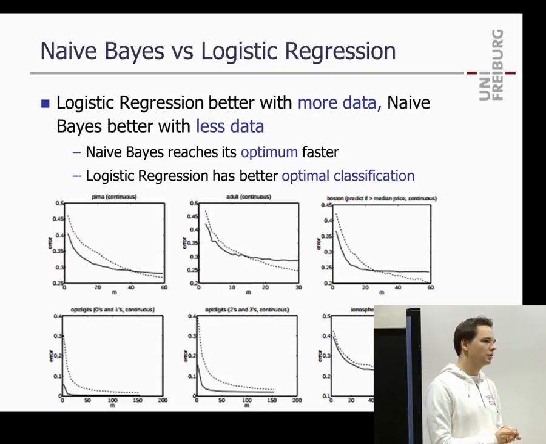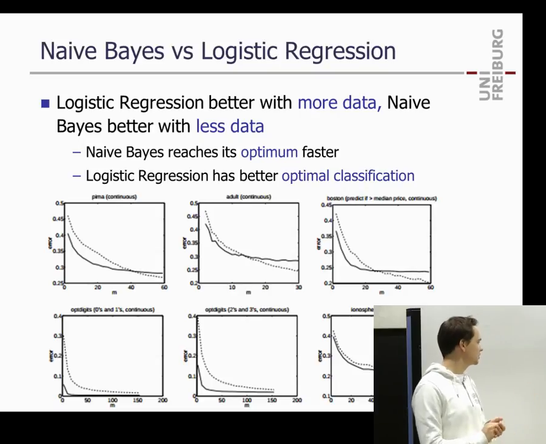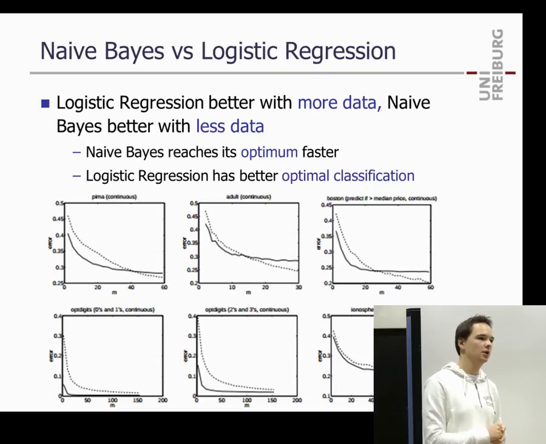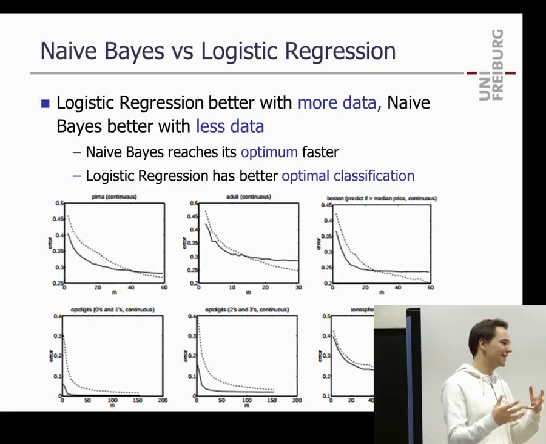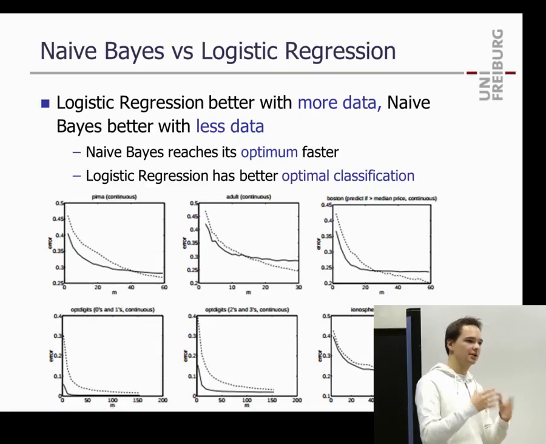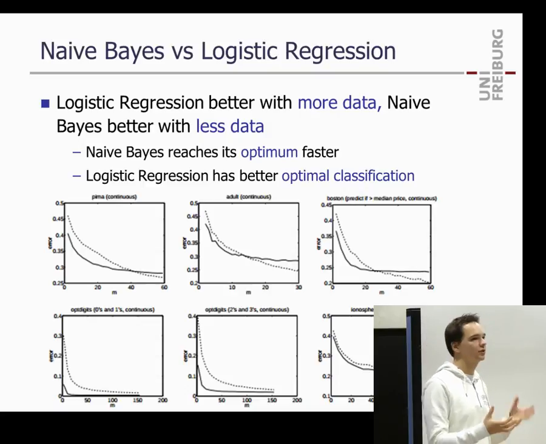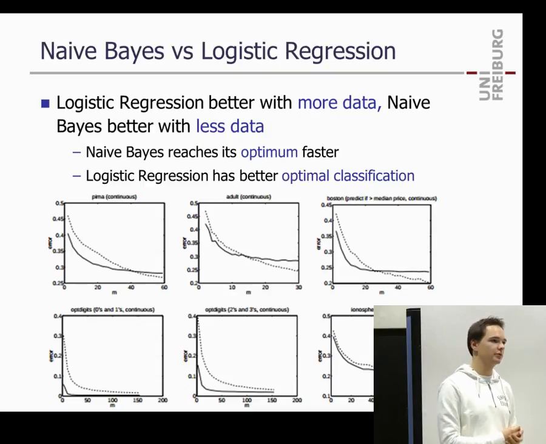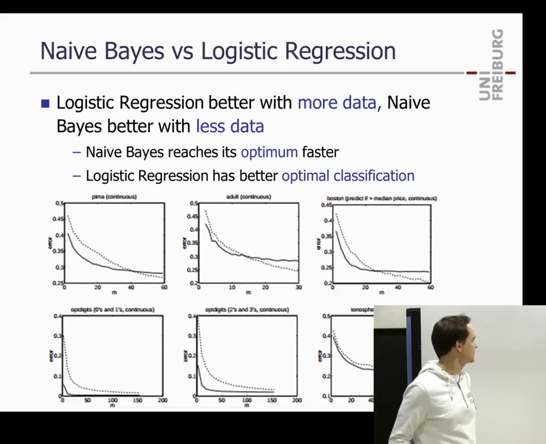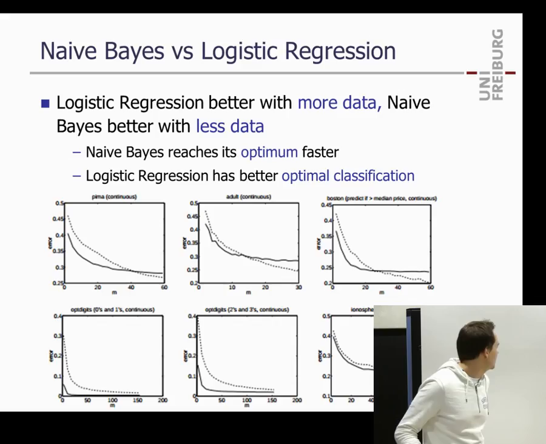I will put the link to this paper in the slides later, I didn't put it yet. And basically it's all written there. They show it also mathematically, how you transform it and why it is mathematically provable that one will reach its optimum faster with naive Bayes and the other one not.